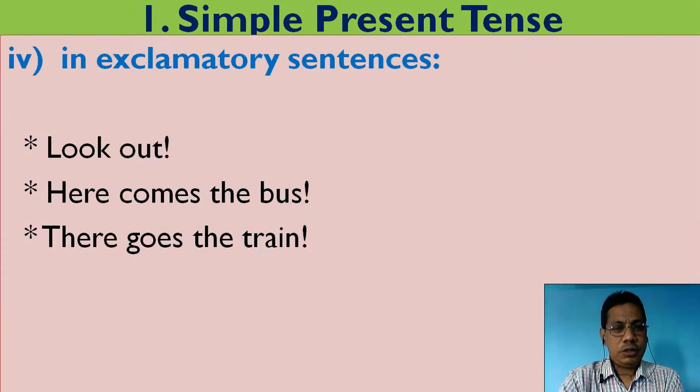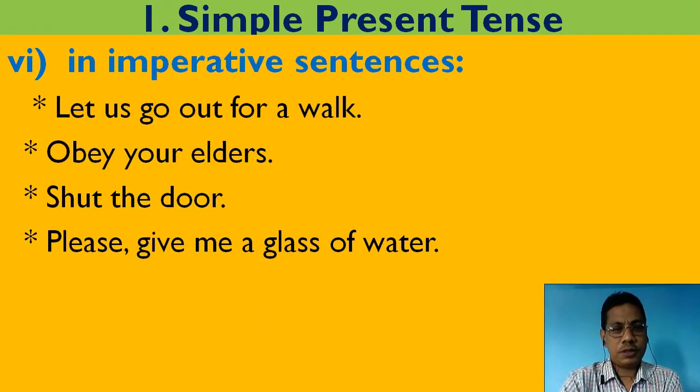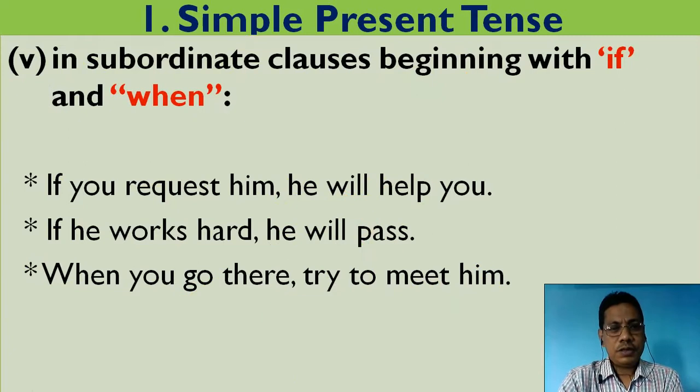Then it is also used in exclamatory sentences like look out, here comes the bus, there goes the train. Then it is used in imperative sentences also, like let us go for a walk, obey your elders, shut the door. Then the simple present tense is also used in subordinate clauses beginning with if and when. If you request him, he will help you. If he works hard, he will pass. When you go there, try to meet him.